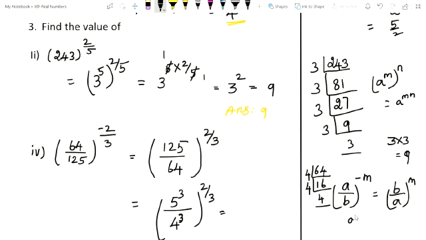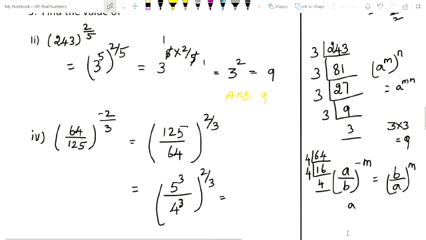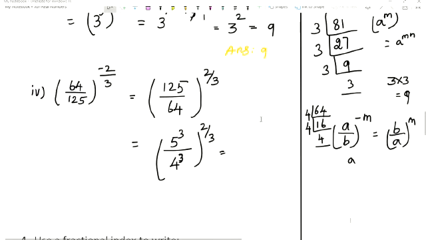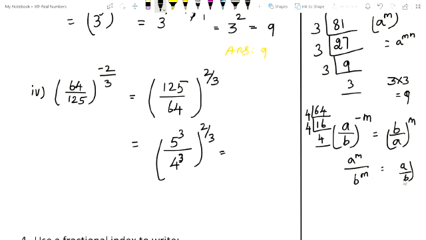So a power m divided by b power m, how can you write this? a by b whole power m, because the same power we have. So you can write likewise. So how can you write this? 5 by 4 whole cube, whole of 2 by 3.